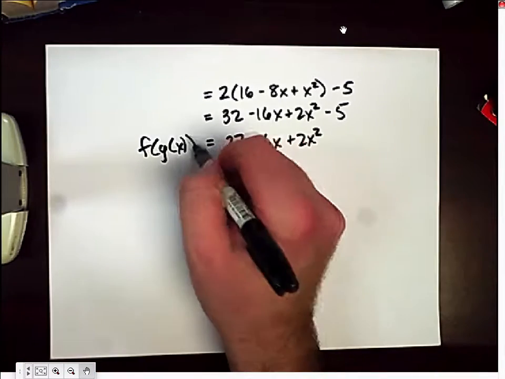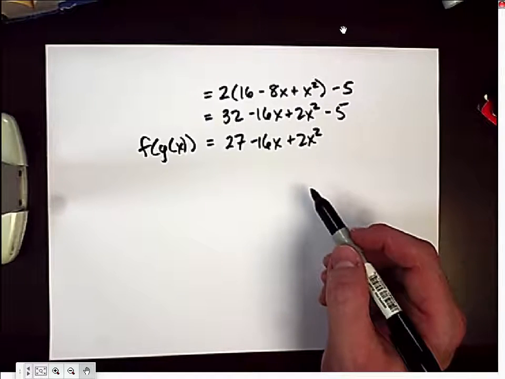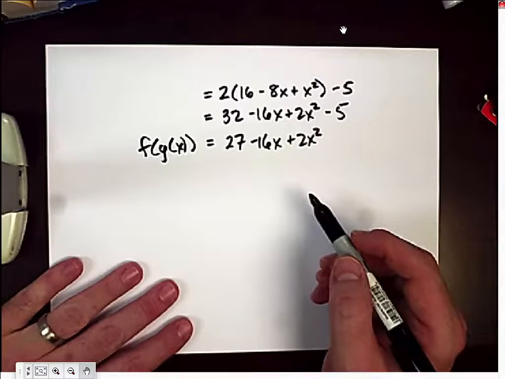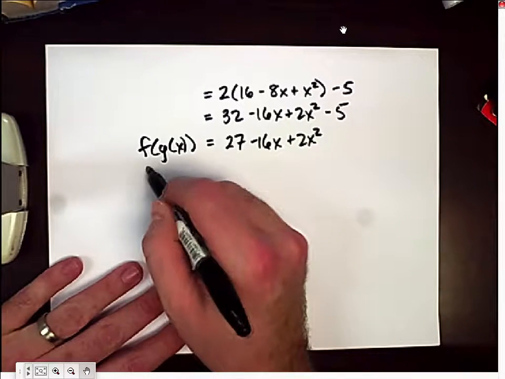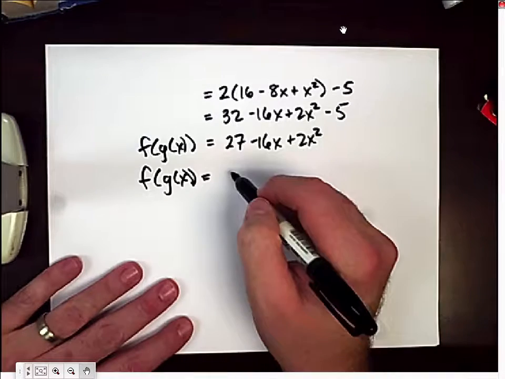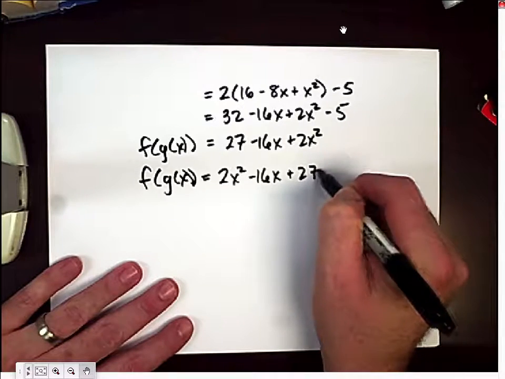Now, let me say one thing, then I'll answer your question. That's right, I won't count it wrong, but technically, for the best answer, you should put it in standard form. They have to be in decreasing degree, so you would put the squared term first, then the linear term, then the constant.